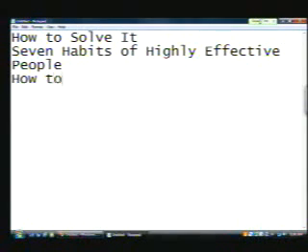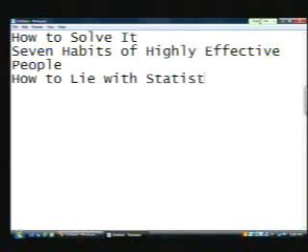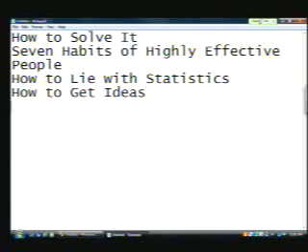Later on in the course, we're going to do some statistics. So, How to Lie with Statistics. And How to Get Ideas is a new one that I just finished. It's an awesome book for getting ideas for problem solving.